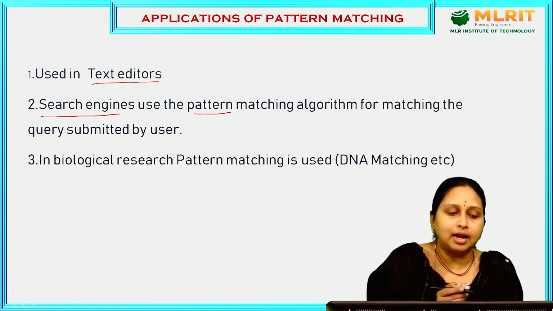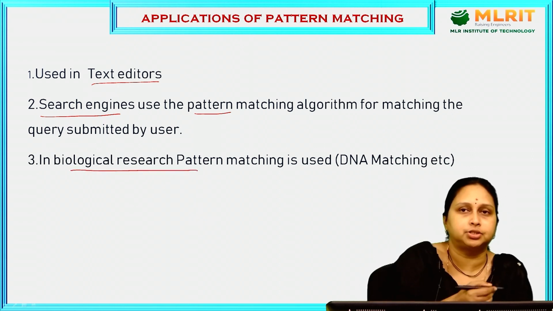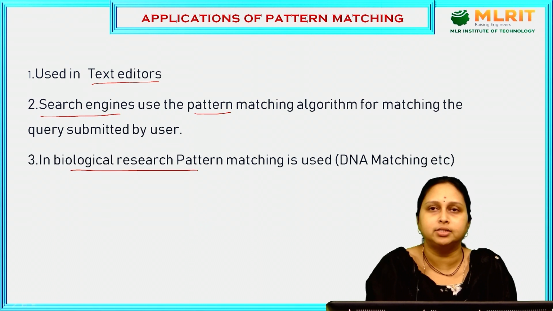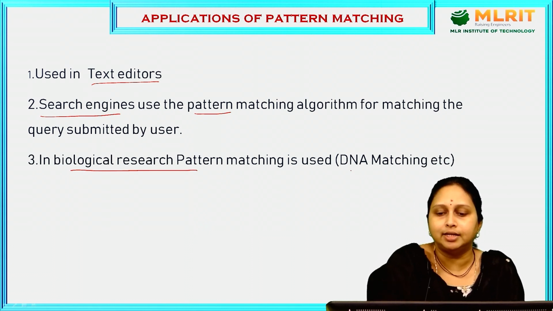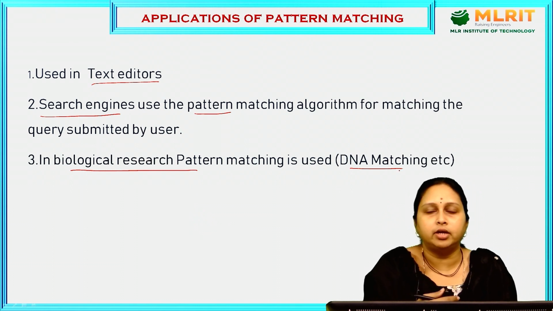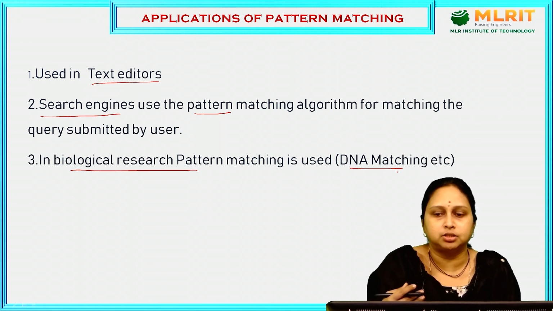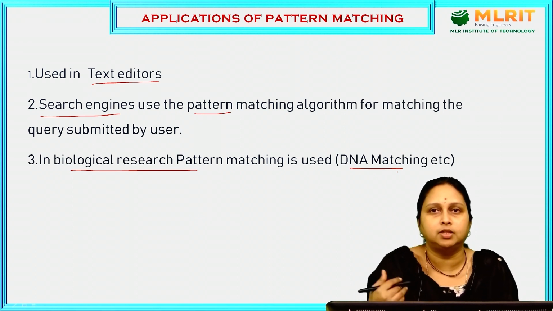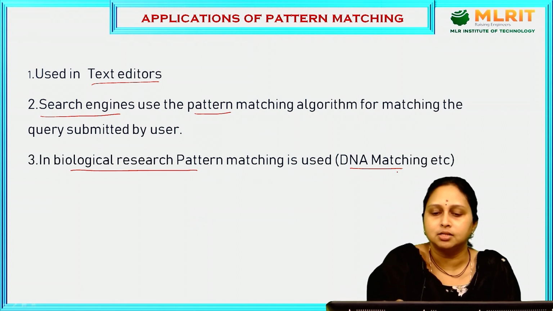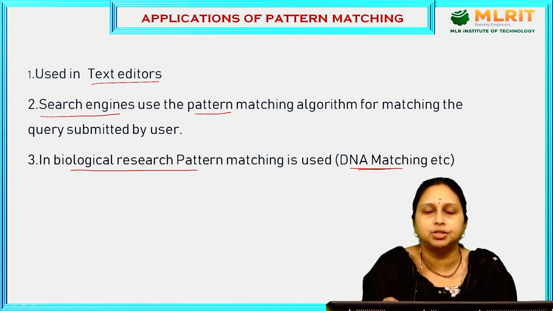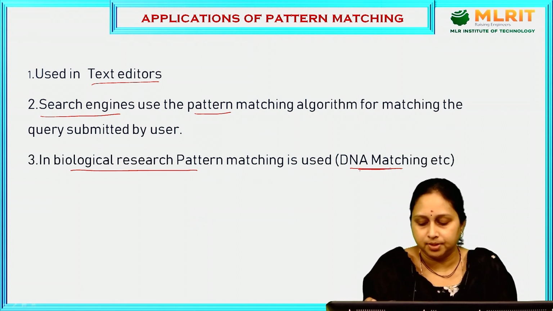And the last one is in biological research. In biological research, pattern matching is used in DNA matching. We know that each and every person has different DNA. Suppose I want to match my DNA with my parents. In that particular case, this pattern matching algorithm will be used.